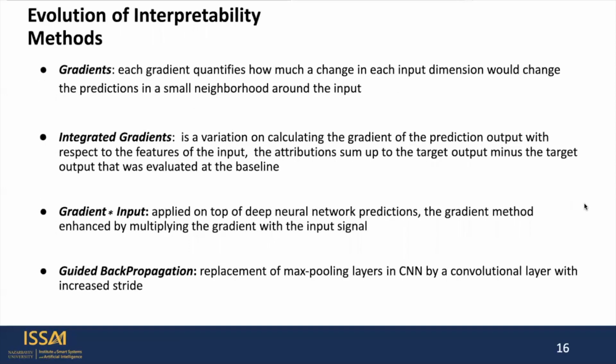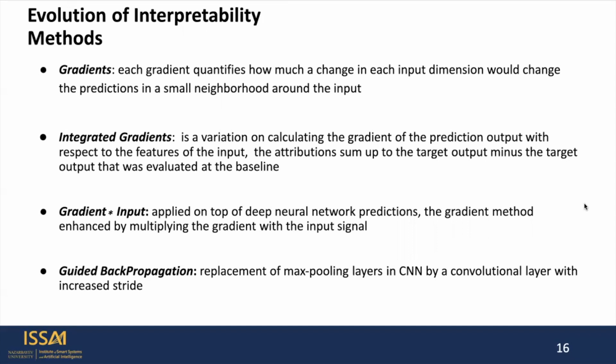Let us have a look at how interpretability methods have evolved over time. As we mentioned, one of the first methods suggested is gradient methods, and in gradient methods we see how a change in input space dimension would change the prediction in the neighborhood around the input.